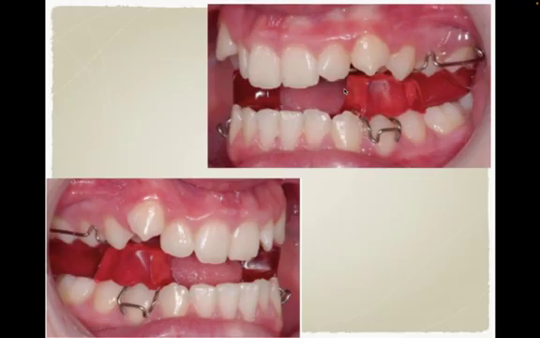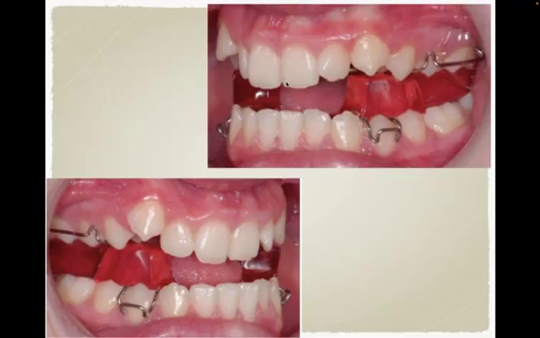And when we did the bite registration, usually when we do bite registration for class 2 division 1 cases, we take the bite with an edge-to-edge position. But in this case, and in all class 2 division 2 cases in which we use a functional appliance to procline the incisors as well, we register the bite in a negative overjet to anticipate or to compensate for the proclination of the upper incisor that we are doing during the treatment.